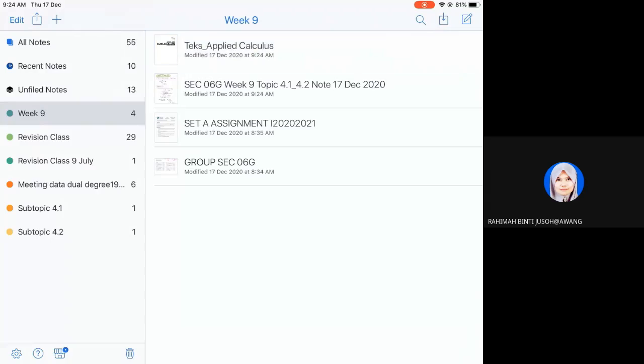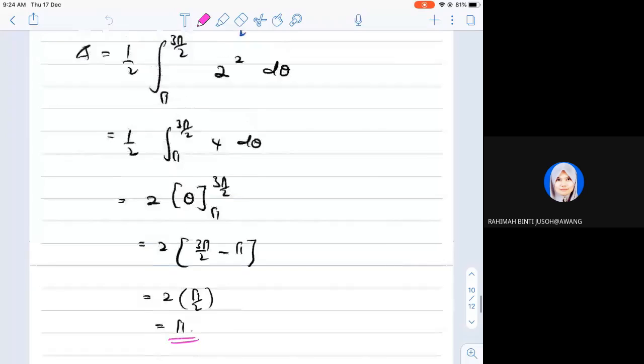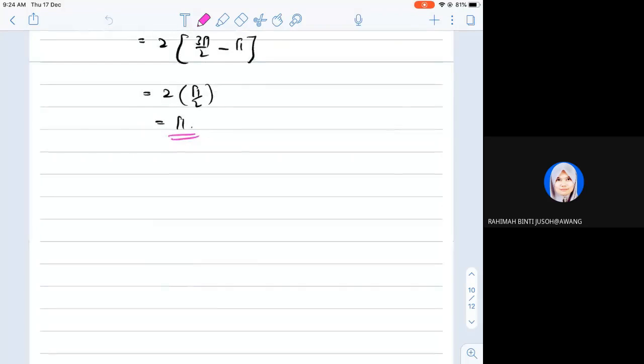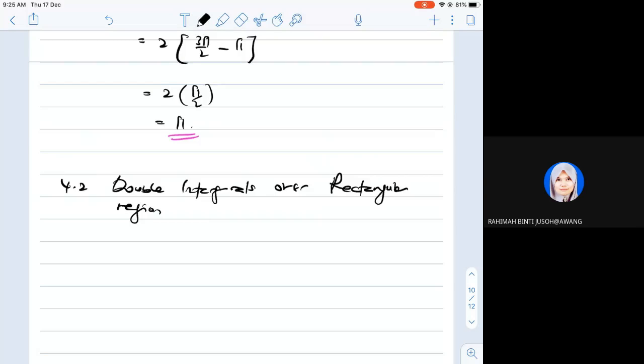Alright. So, we have finished subtopic 4.1. Let us proceed to 4.2. Double integral. Integrals over rectangular region. Okay, over rectangular region.